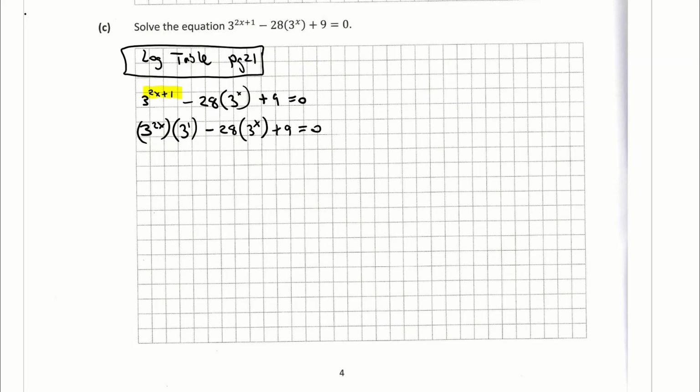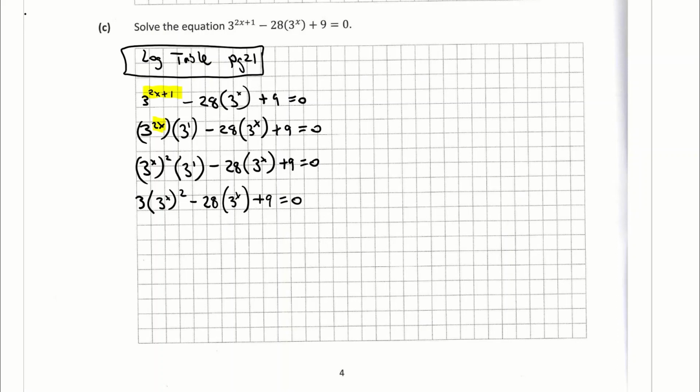I'm now going to focus in on this 2x power. Again, from the log tables, that's the same as me going 3 to the power of x, to the power of 2, again multiplied by 3 to the power of 1, minus 28 times 3 to the x plus 9 equals 0. Now that 3 to the power of 1, I'm just going to put to the front. So that's the same as going 3 bracket 3 to the x, all squared, minus 28, 3 to the x, plus 9 equals 0.